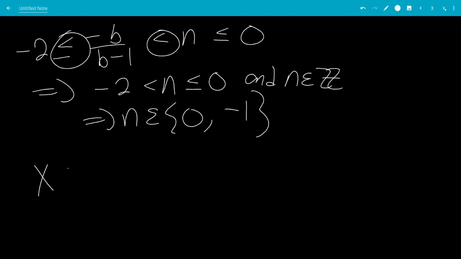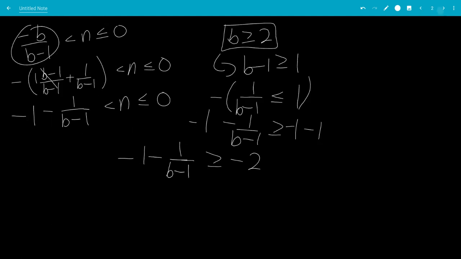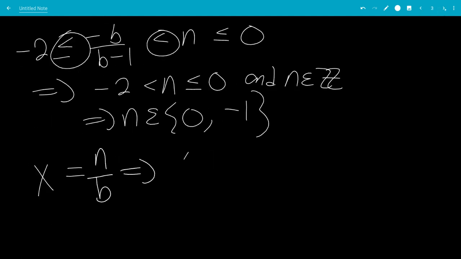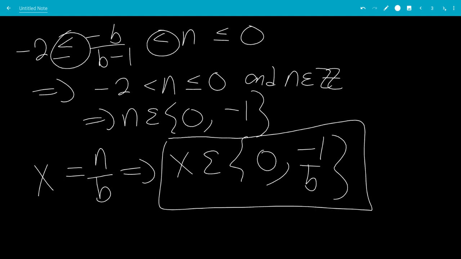And x, well, that is n over b, right? Which means that x is an element of... so n is 0, so 0 over b is 0. And negative 1 over b is just negative 1 over b. So those are the real solutions to this equation, and that's the end of the video.